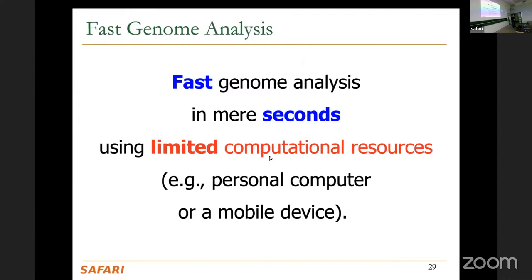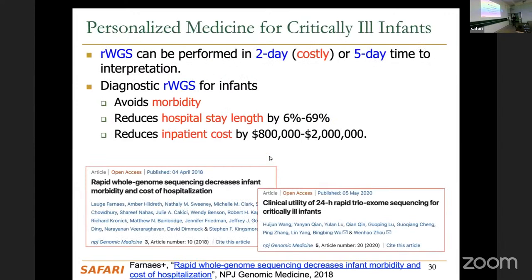But let's see what we mean by fast genome analysis, right? Fast genome analysis could mean doing the analysis in essentially near seconds using limited computational resources, for example, your personal computer or your mobile phone, right? So you might want to use your mobile phone and do some genome analysis if it was possible, right? It's not possible today, to my knowledge, at least not that efficiently.